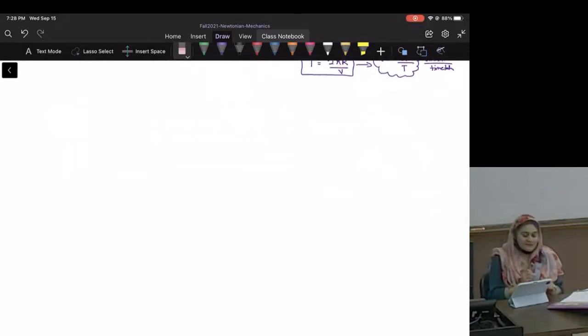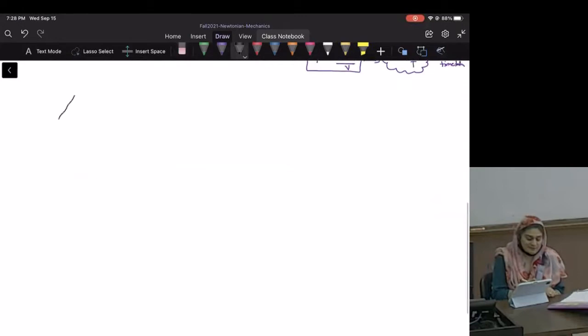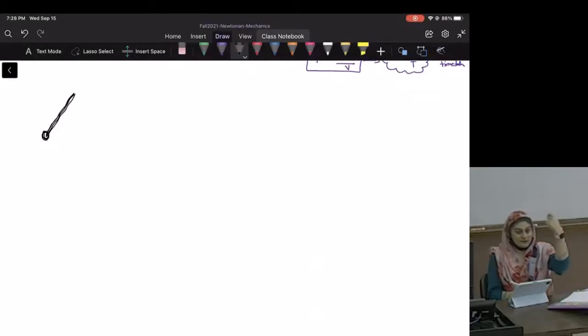Okay, the next one I want you to think about is a simple pendulum. What is a simple pendulum? It is the same mass attached to the string that we were twirling around. Now we're not twirling it, we're just letting it hang. That is a simple pendulum.